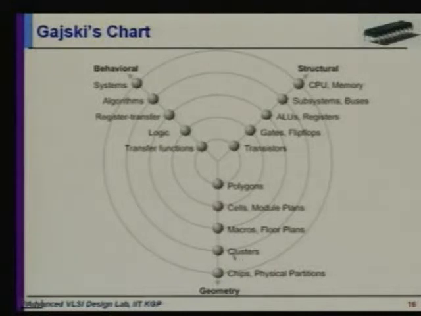Then you have clusters corresponding to the subsystems and buses. So on the chip, you can have several clusters of devices, right? Then at the register transfer level, you have the macros and the floor plans. We are going to talk about that. At the logic level, for the gates and flip-flops, you have cells. These cells are the standard building blocks of a digital design, and you can also have plans for modules. And at the transistor level, we just deal with polygons, the polygons that actually talk about the layout of the transistor in terms of the MOS, the metal, etc.